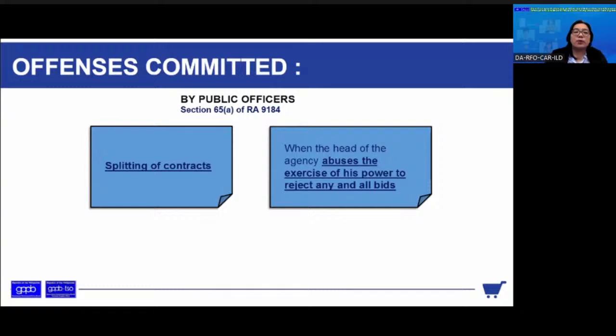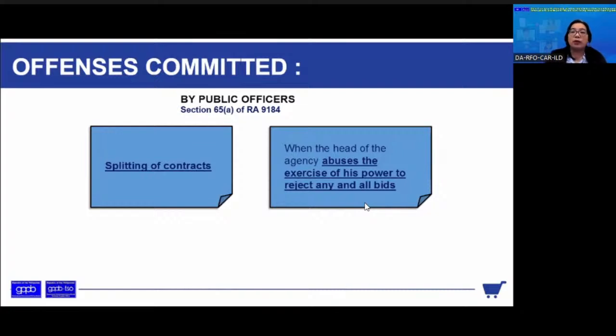And then the sixth one is when there is an abuse in the exercise of his power to reject any and all bids. So this could probably be related to section 41, which is the reservation clause, where there is an abuse of this power. Remember that the head of agency is the only one that can exercise the reservation clause. And when he abuses his authority, like for example, he just doesn't like the bidder for no cause at all, no?